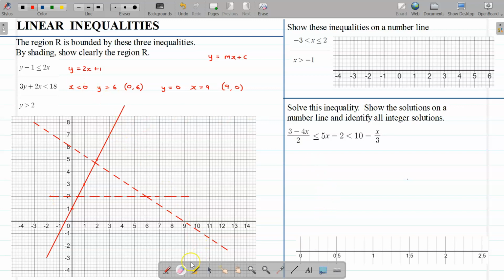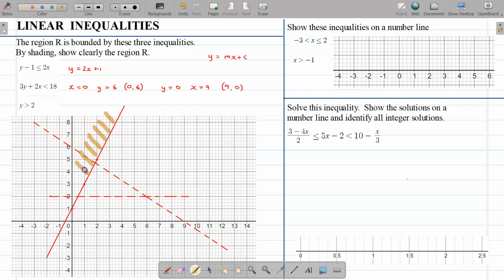Now the shading. It says by shading show clearly the region R. So it's not asking you necessarily to shade R, and in fact that isn't the best idea anyway. It's better to shade the unwanted region, and that will make R much clearer to see. So what I'm going to do here is shade the region I don't want, which is where it's greater than, in other words, above the line. So this is the bit I don't want, so I'm going to shade that in.